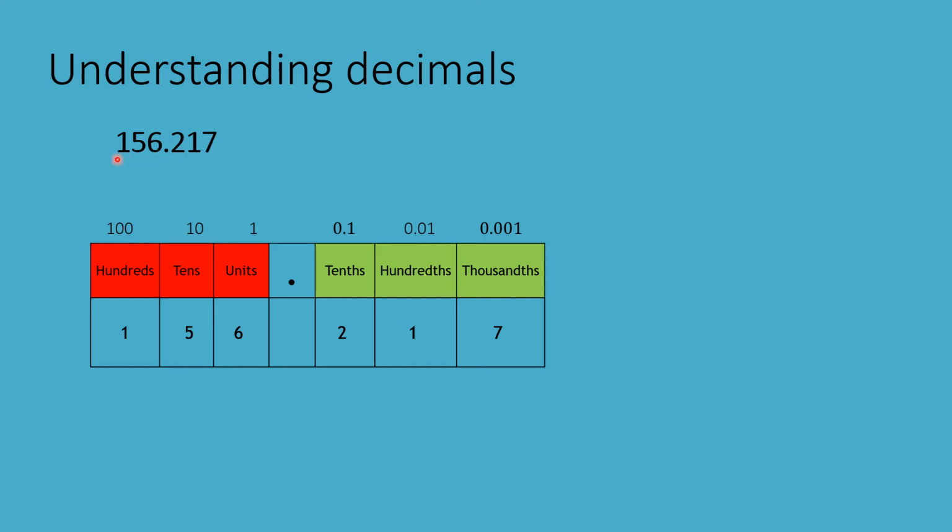So in this number, we have 1 hundred, which we can tell just by looking at the hundreds column. We have 5 tens just by looking at the tens column. We have 6 units just by looking at the units column. Then we have a decimal point. We move on to the next column, the tenths column. We have 2 tenths or 2 0.1s. We have 1 hundredth. This is what 1 hundredth looks like. We have one of them. And we have 7 thousandths. So we have 7 of them. This is what one of them looks like.